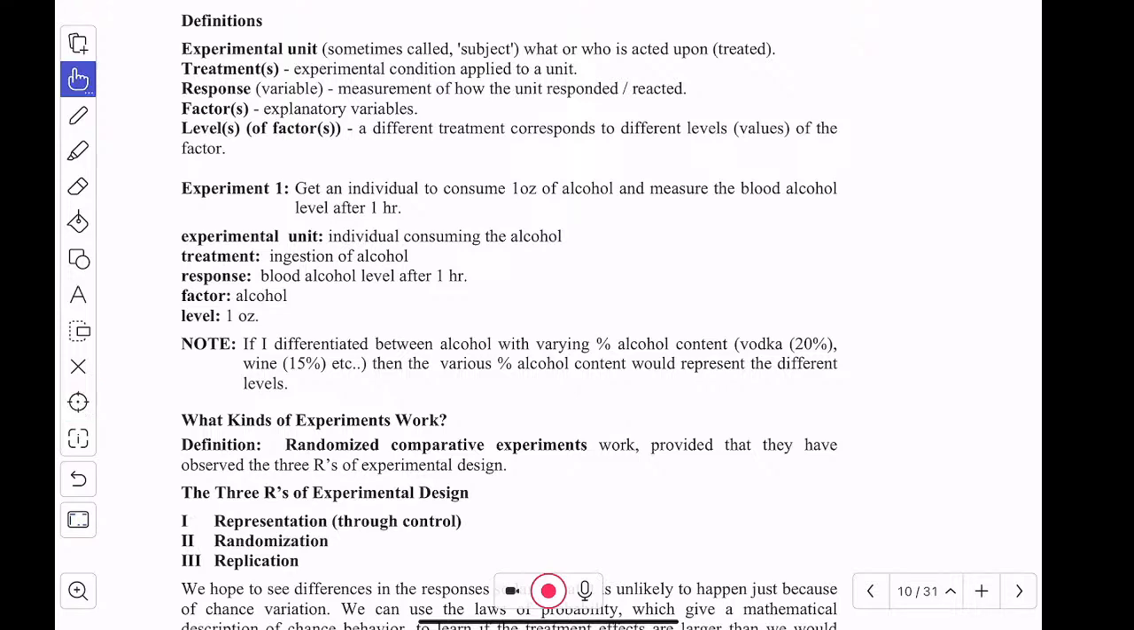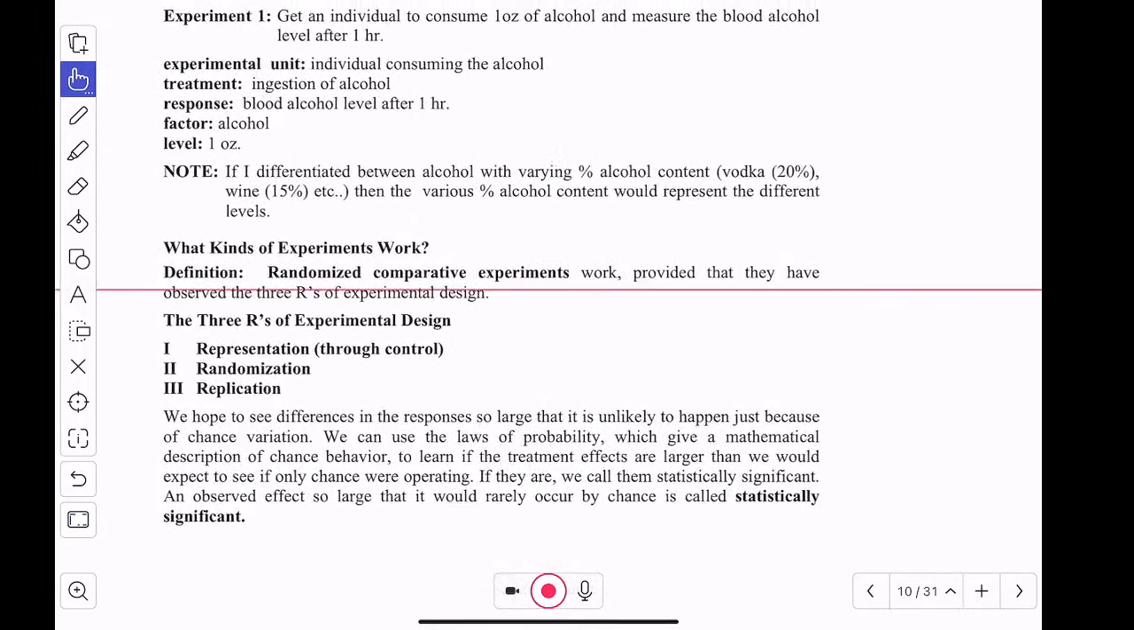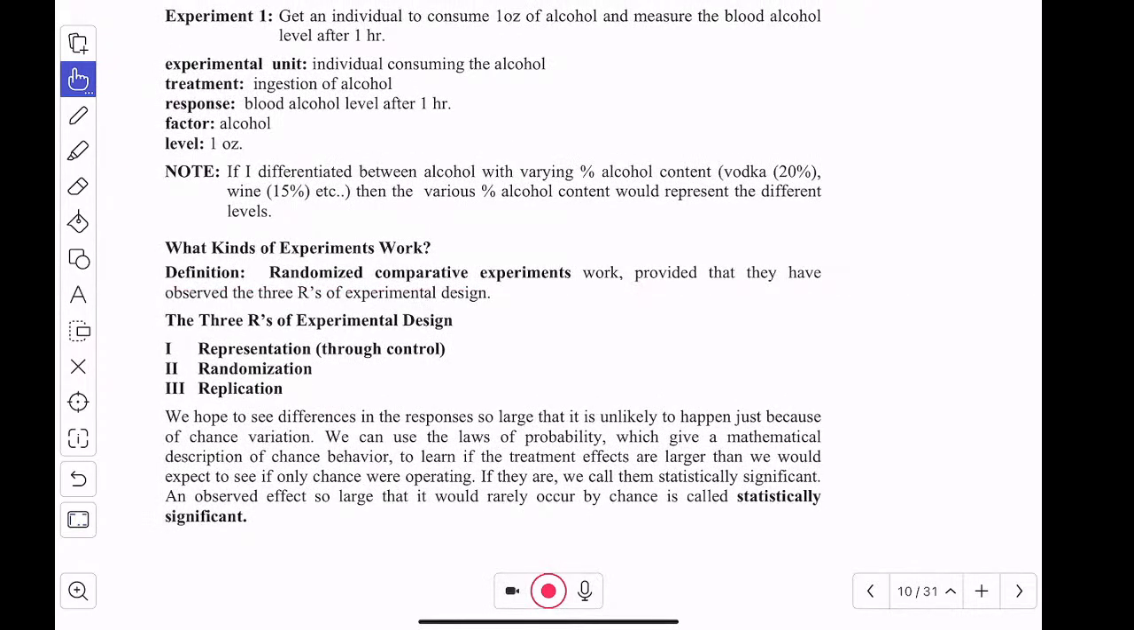So what kinds of experiments work? So you learned in the video about the randomized comparative experiment. Now these experiments work as long as you observe the 3 R's of experimental design: representation or control, or thorough control, randomization, and replication. So we're going to talk about each of these in turn.